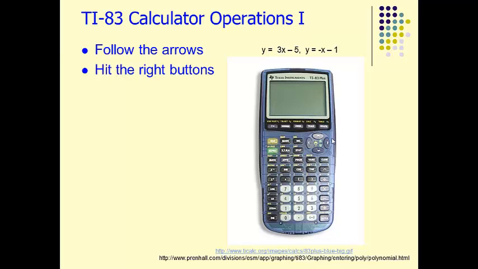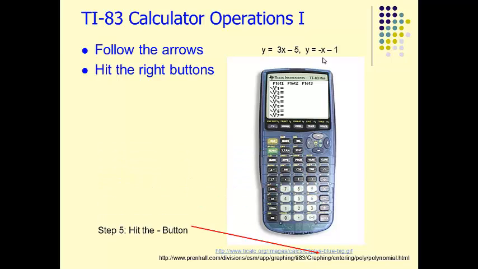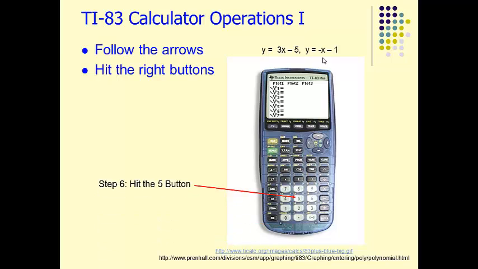So here we go. First, you're going to want to turn on your graphing calculator. Second, you're going to want to hit the Y equals button. Next, you're going to hit the 3. Then you're going to hit the variable button. Next, you're going to hit the minus button. Then you're going to hit the 5 button. And your Y1 equals should have the first equation displayed in it.